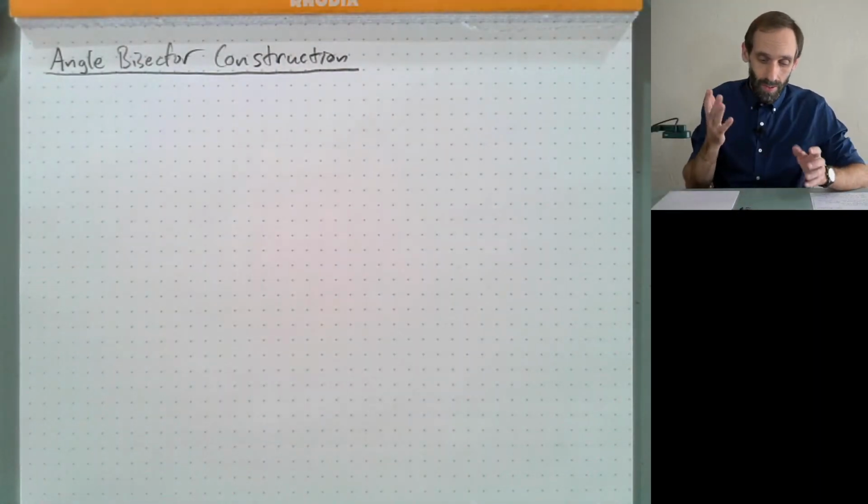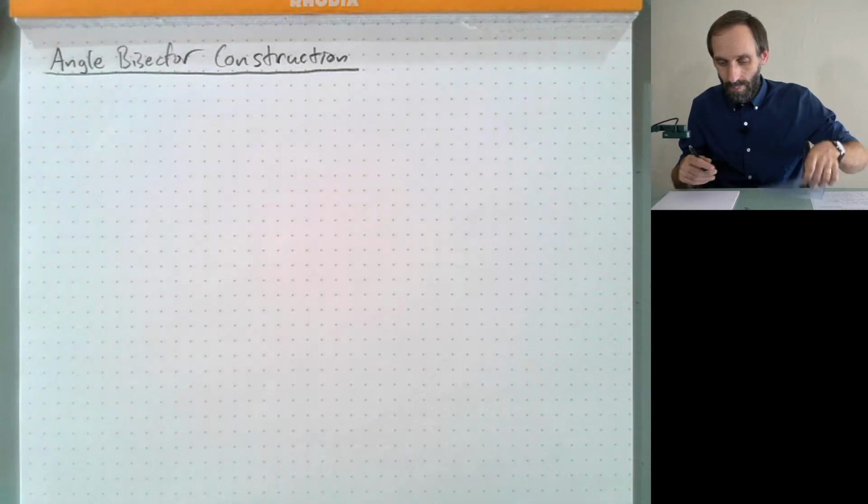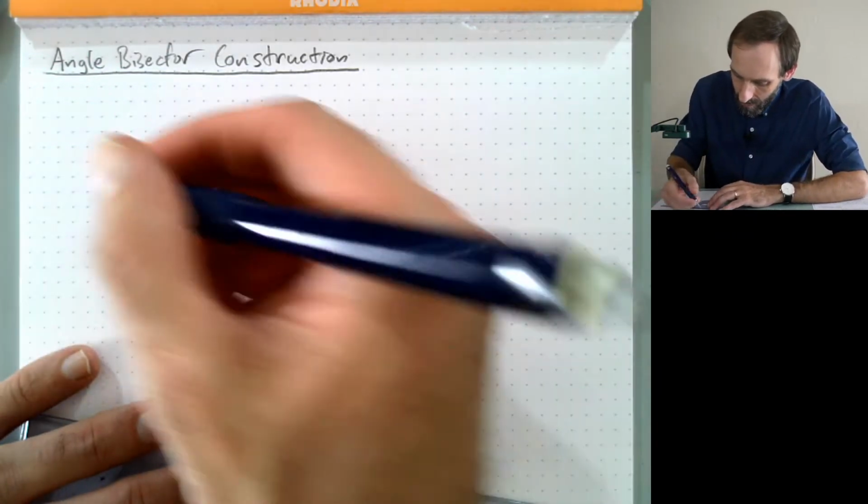So before we get into the bisecting constructions, what does it mean to bisect? Well, to bisect just means to divide in half, or to divide into two equal parts. We're going to start with the angle. So how to bisect an angle. The first thing we need to do is have an angle. So let's go ahead and draw an angle.